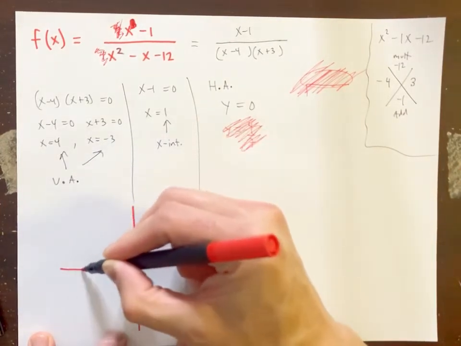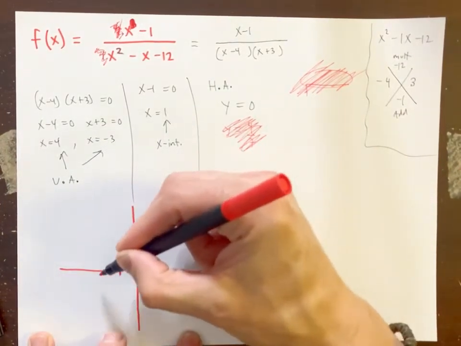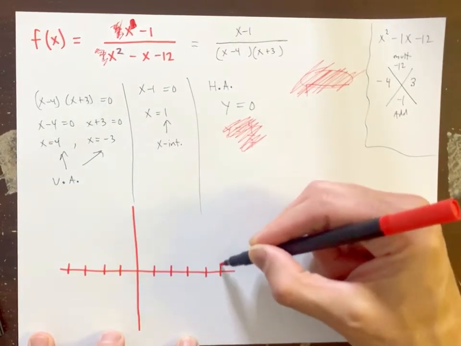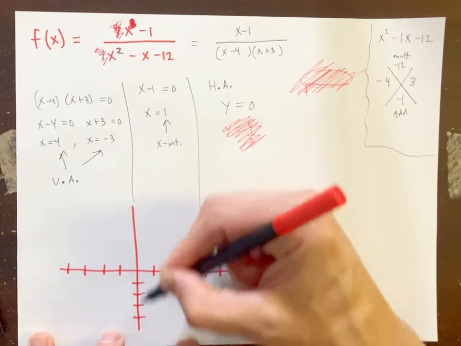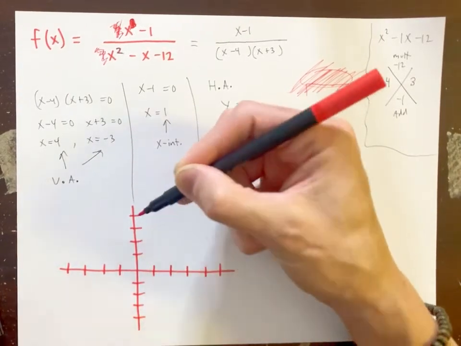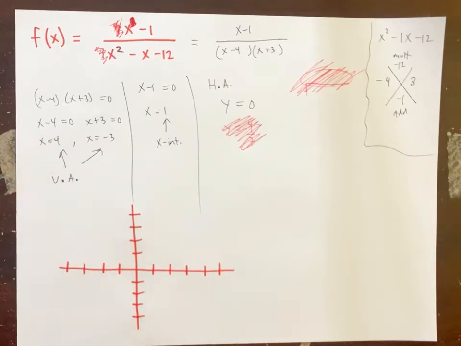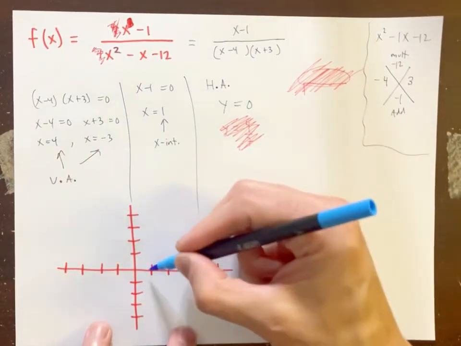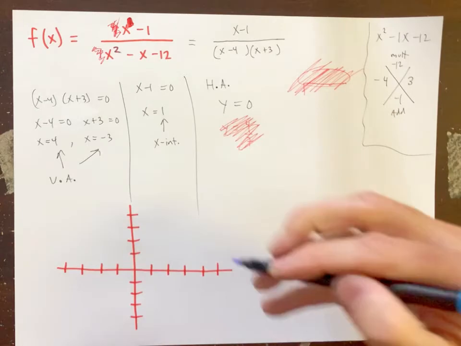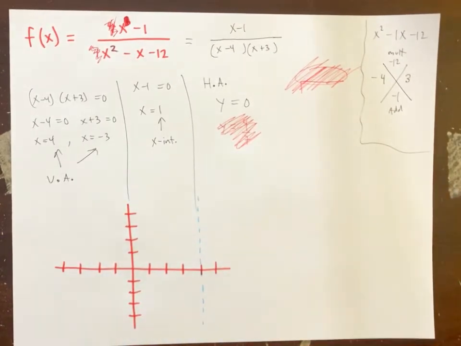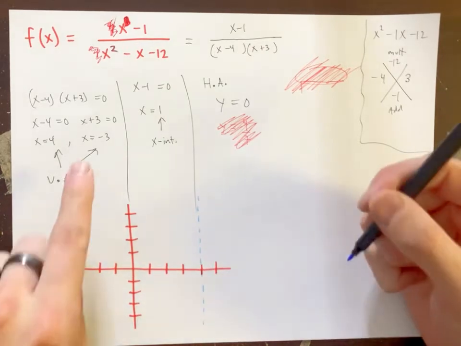Let's go a few spaces each way. And what we're going to do is plot the information that we have just now discovered. We have a vertical asymptote at 4: 1, 2, 3, 4. Let's make it dotted like this. Teachers like when the asymptotes are dotted. And then we have another vertical asymptote at -3.